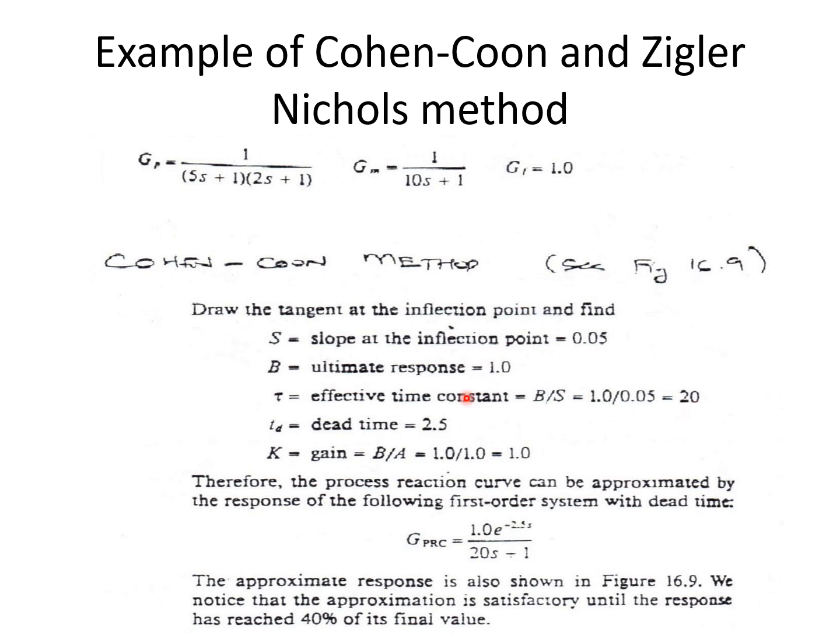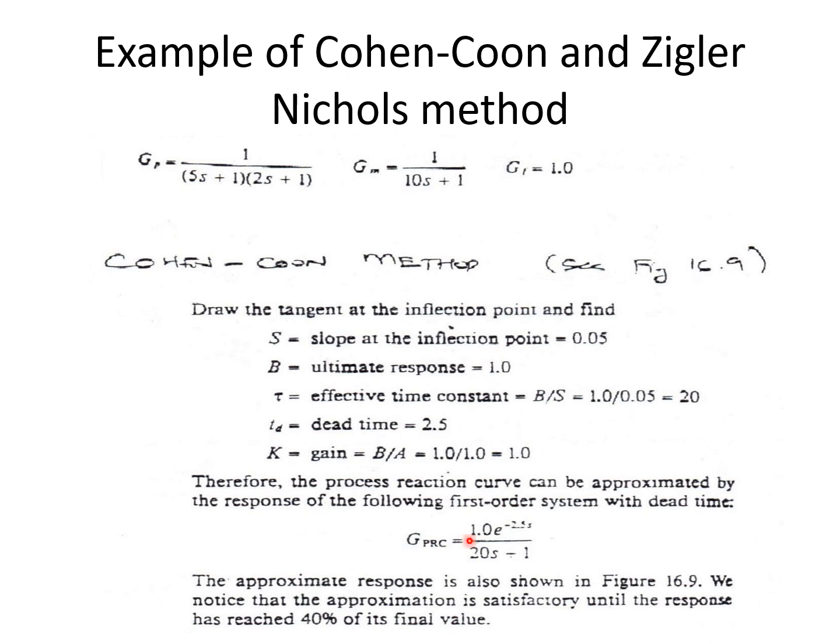The dead time you get from where it cuts the x-axis is 2.5. So these are the values you're going to fit into the controller setting. And what does it mean? What it means is that those values give an approximate reaction curve, which is given by this.